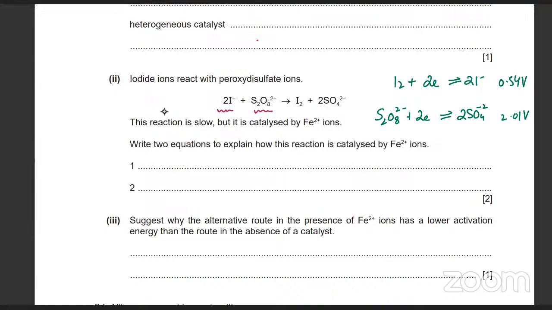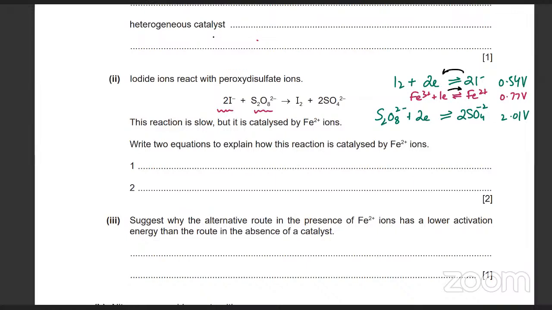Now the two species are not reacting with each other. These iron ions have a potential of 0.77 volts, and they're going to catalyze the reaction. The iron ions will react with the iodide. The iron ions are the higher potential, so they are the ones that gain electrons, and the I minus is the one that loses electrons.